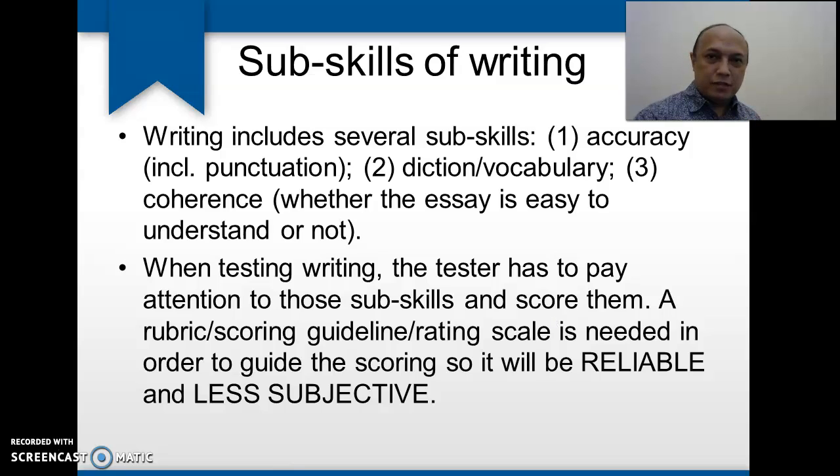So you face a paper, you read a paper from a test taker, and then you pay attention to the accuracy, the way he or she punctuates the sentence, the choice of words, and also the coherence. And then you score each of them. Again, a rubric or a scoring guideline or rating scale is needed so that your scoring will be less subjective and will be reliable.